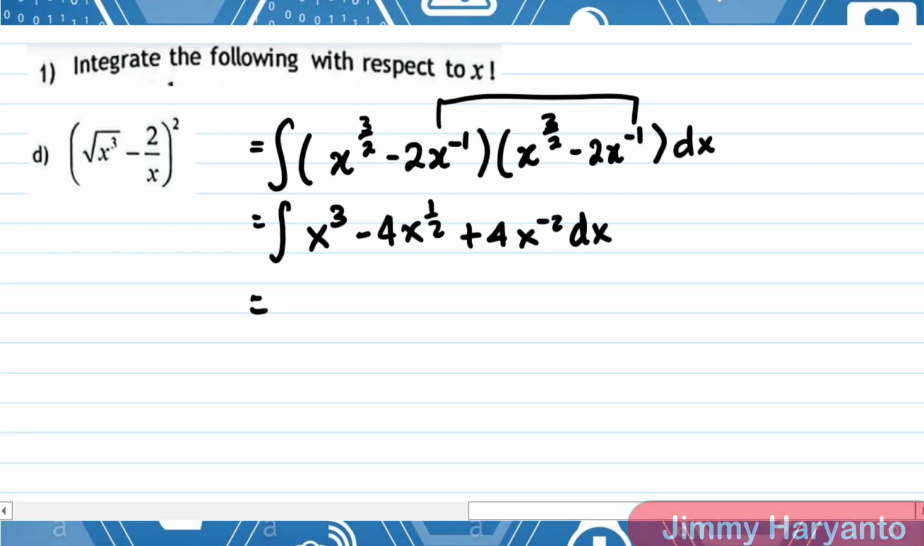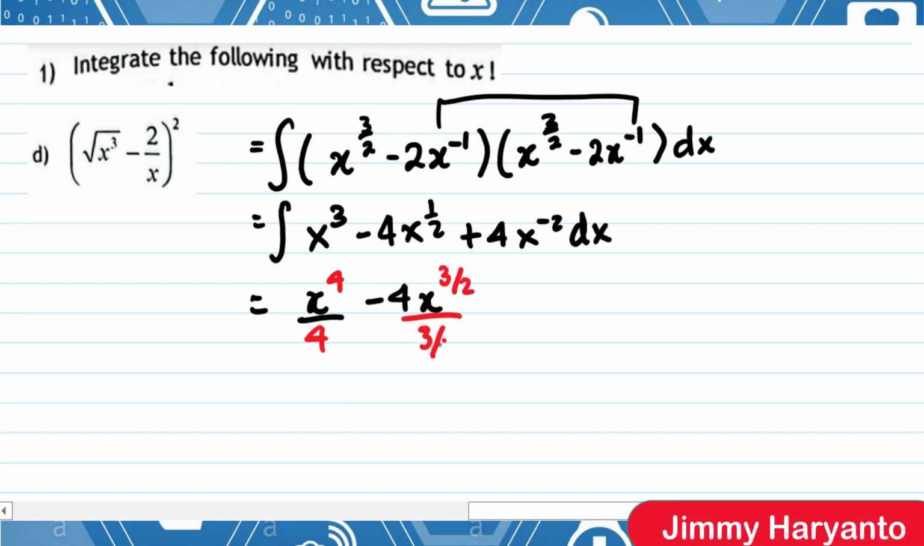Okay, now we can integrate it directly. So you'll have x to the power of 3 plus 1, it will become 4 right here, and then over 4 of course, and then for the next one will be 4x to the power of half plus 1, it's 3 over 2, over 3 over 2.